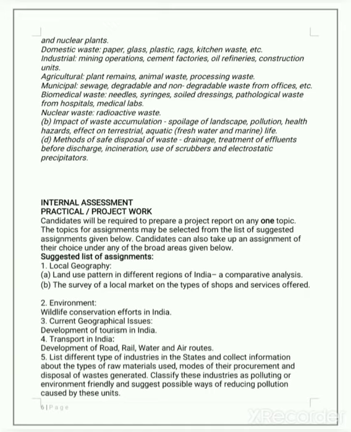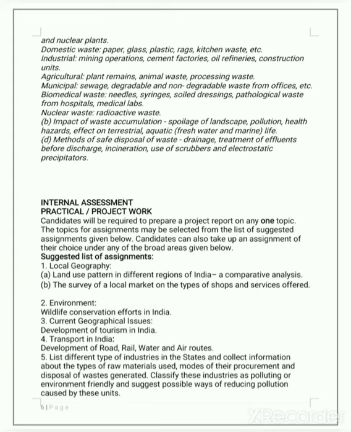Fourth topic deals with transport in India. Okay, and here you are required to prepare a project report on development of road, rail, water and air routes. Next topic is list different types of industries in the states and collect information about the types of raw materials used, modes of their procurement and disposal of waste generated. Classify these industries as polluting or environment friendly and suggest possible ways of reducing pollution caused by these units.